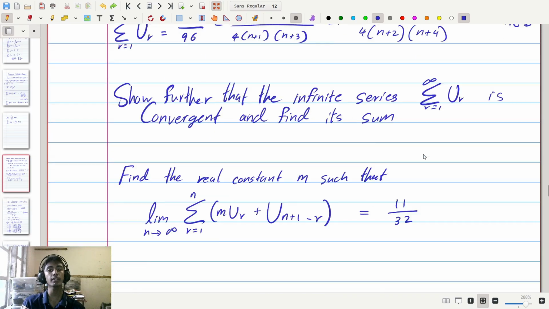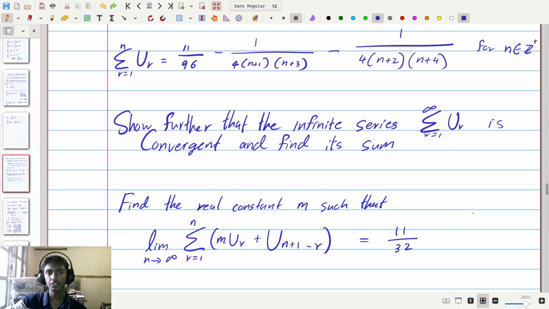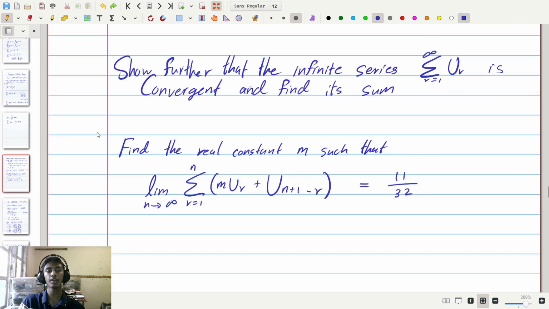Now let's go and look at the next part of the question. The next part is asking us to show further that the infinite series, the sum from r equals 1 up to infinity of u of r, is convergent and to find its sum. We can do this by taking the limit as n approaches infinity of the sum from r equals 1 up to n of u of r, which we already know. This is based on the partial sum method that we had earlier. And then it says to find the real constant m such that the limit as n approaches infinity of the sum from r equals 1 up to n of m times u of r plus u of n plus 1 minus r is equal to this. So we'll be doing both of those.